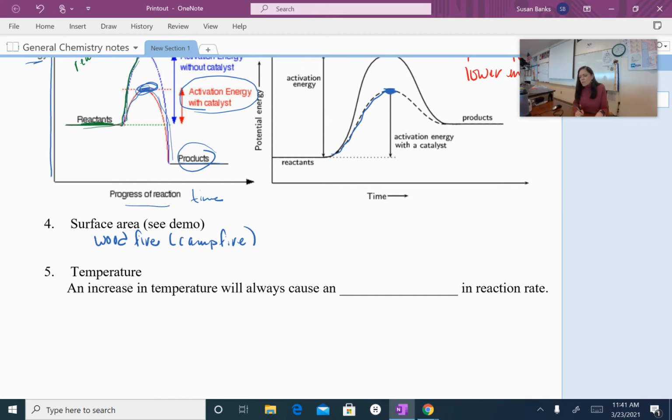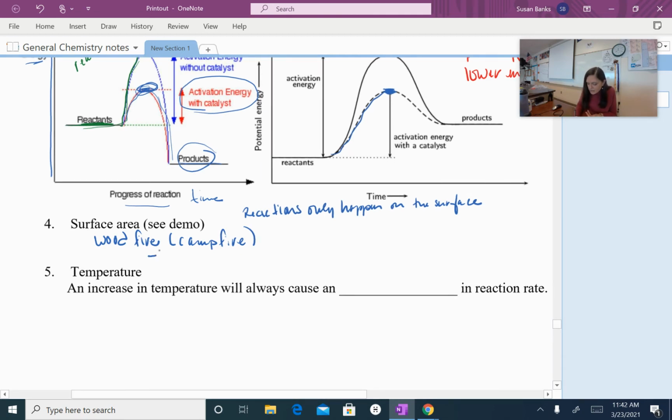So reactions can only happen where the reactants, the air in this case, and the wood can come into contact with each other. So reactions only happen on the surface. And they only happen on the surface because the reactants have to be able to come in contact with each other. So a big wood fire and a campfire, that log only burns on the surface.